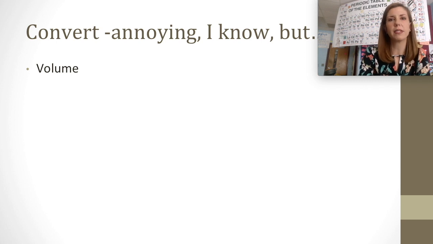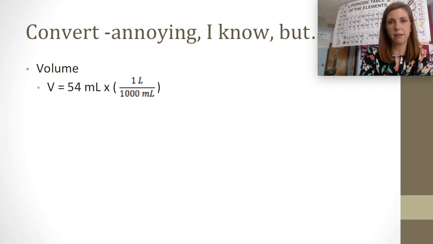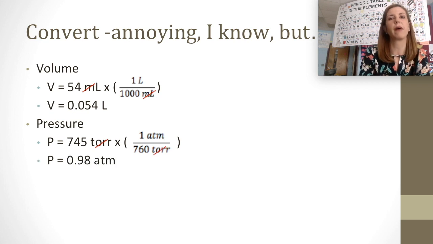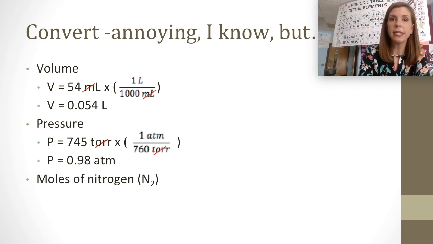Let's start with volume because it's the easiest. Knowing that we have 54 milliliters of our tank, we can convert those milliliters by dividing by 1,000 or by moving the decimal place over to the left 3 times. When I divide by 1,000, I'm canceling out my units of milliliters to get liters, which will be 0.054 liters of gas. For the pressure, 745 torr needs to get converted to atmospheres. Those conversion factors are again on that reference sheet. If I divide by 760 torr, which equals 1 atmosphere, the torrs will cancel and I'll be left with my atmospheric pressure. Lastly, we need to get moles.